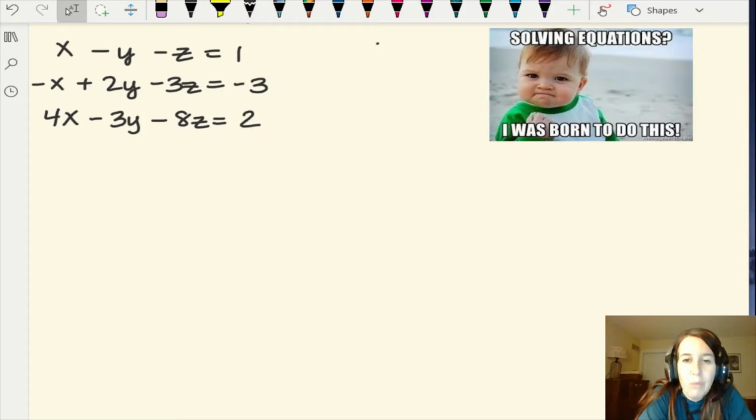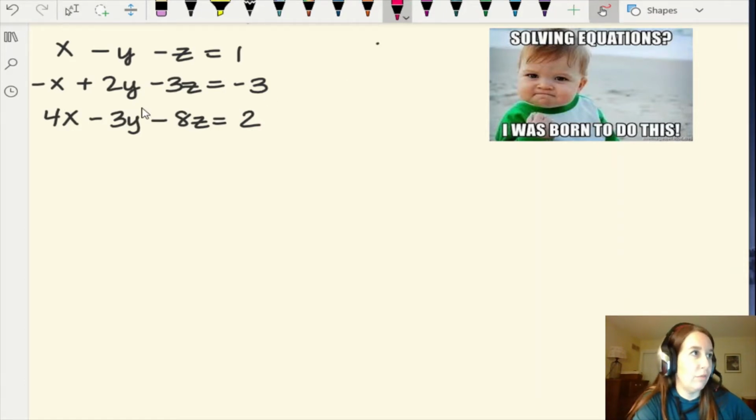Okay, let's look at one more example of solving 3 equations and 3 unknowns. So we're going to approach it the same way. Let's number our equations first. So 1 is x minus y minus z equals 1. Equation 2 is negative x plus 2y minus 3z equals negative 3. And equation 3 is 4x minus 3y minus 8z equals 2.